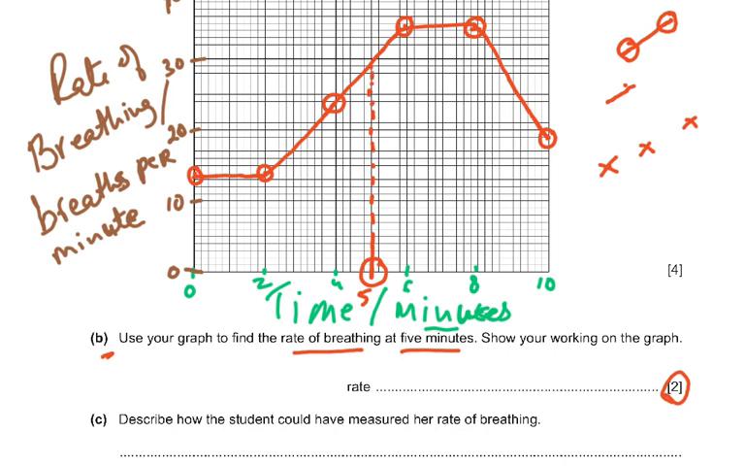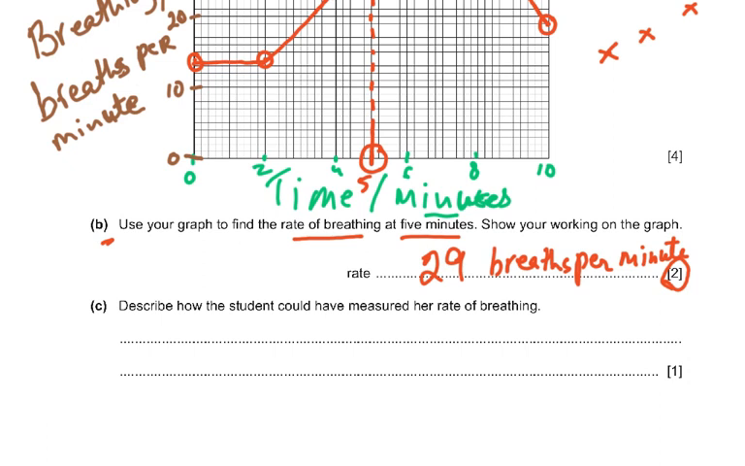So this is the one, and then you can see it goes somewhere here. So it's about 29 breaths per minute. So 2 marks, 29 breaths per minute got you 1 mark. And if you showed me this line on the graph, this dotted line on the graph, then you got another mark for that.